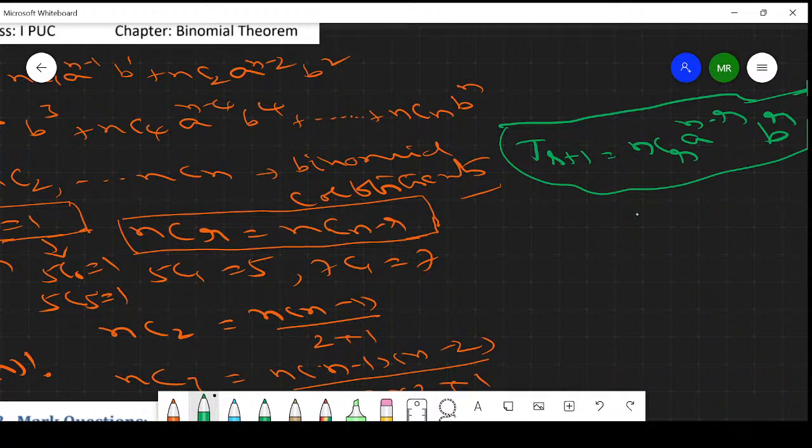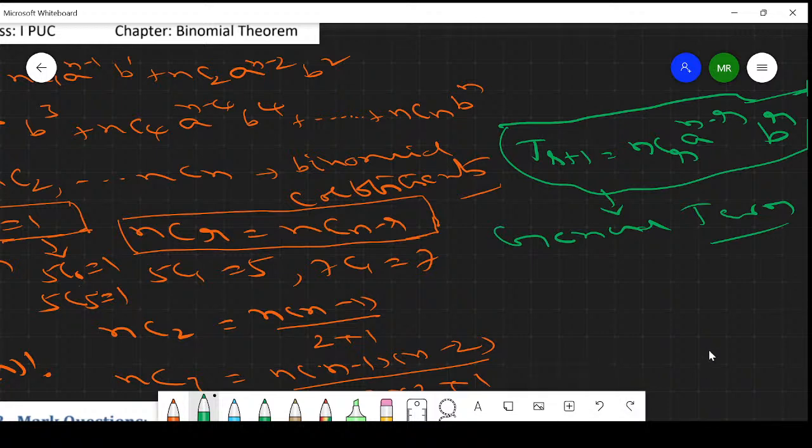Why? Suppose you want the first term, put r equal to 0, you get the first term. Put r equal to 1, you get the second term. T_(r plus 1) equals nCr, a power (n minus r), b power r. This is called general term. Many people may say this is called general term. Just remember this point: T_(r plus 1), nCr, a power (n minus r), b power r is the general term.